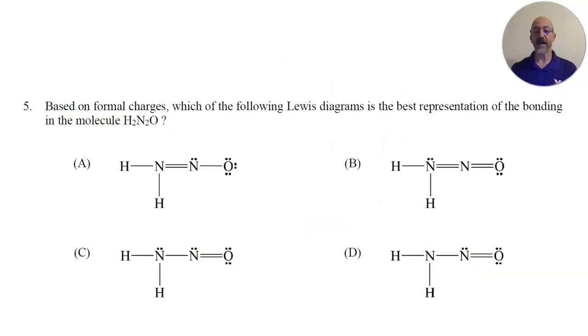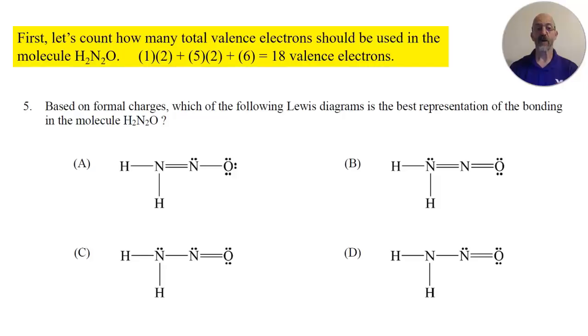Now let's take a look at question 5. Question 5 says, based on formal charges, which of the following Lewis diagrams is the best representation of the bonding in the molecule H2N2O? As we've seen in previous examples in this lesson, let's begin by counting how many total valence electrons should be used in this molecule.